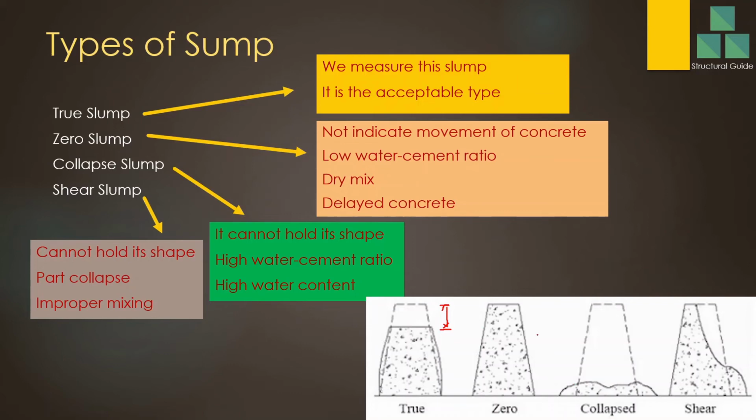Zero slump, this is a very critical issue. You can see here the concrete hasn't moved. When you lift the cone, it remains as it is. There is an issue. This may be due to a low water cement ratio. Concrete may get dry, or it may be delayed concrete.